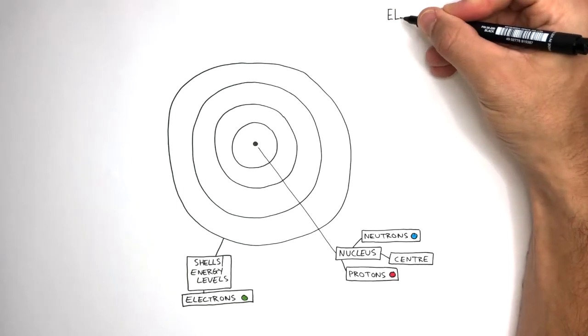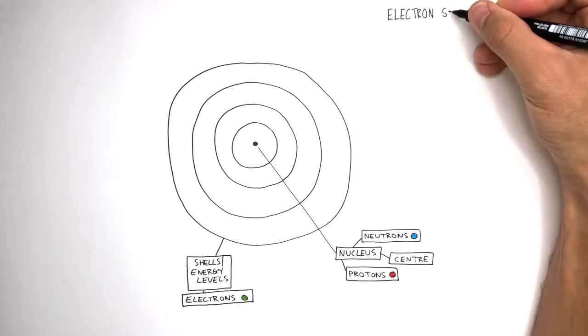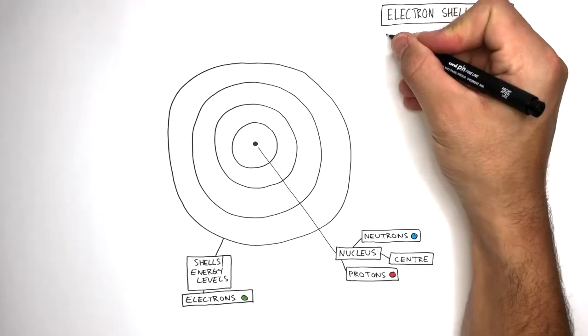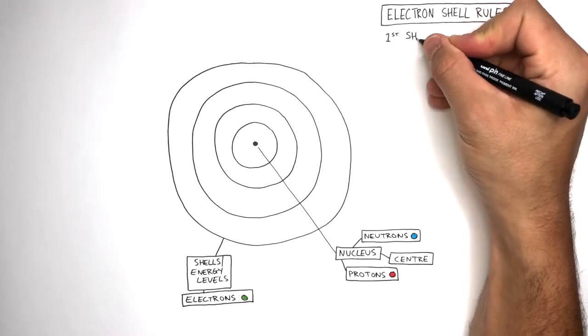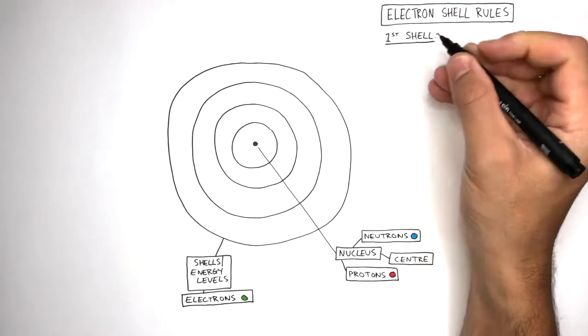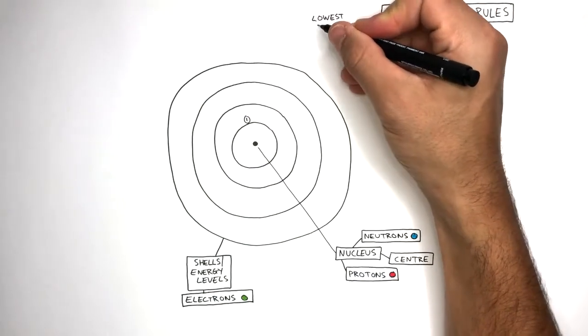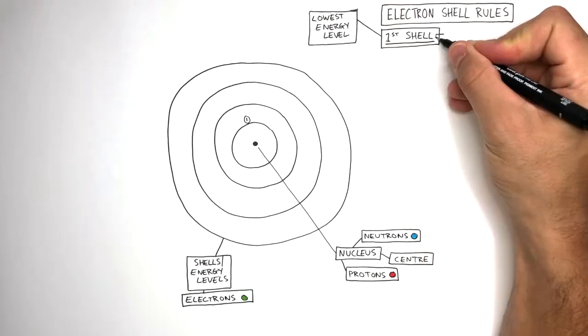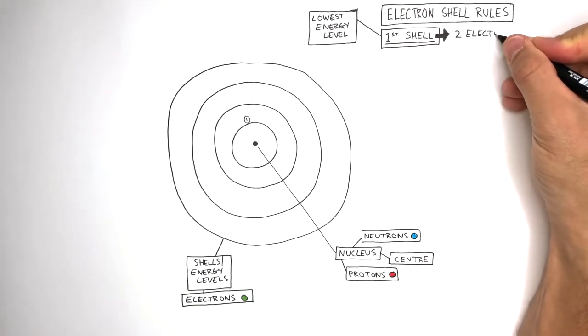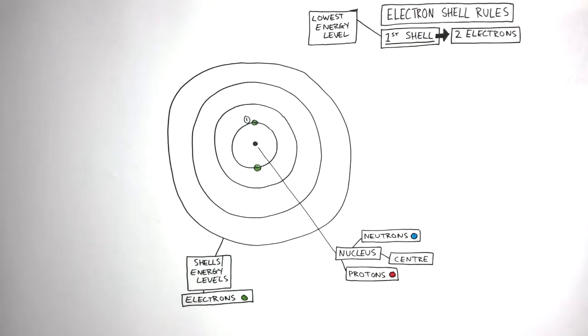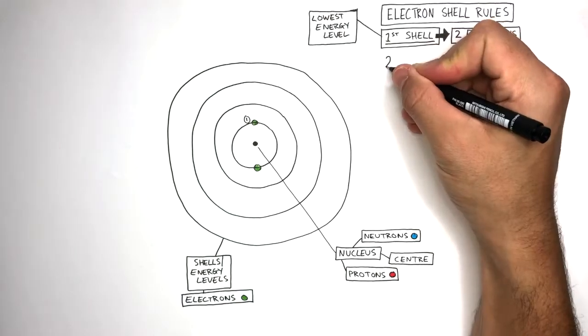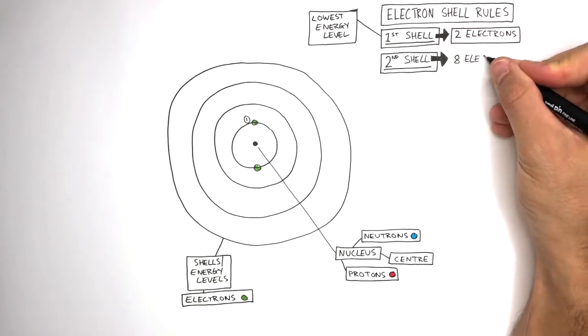It's really important that you understand these electron shell rules when it comes to drawing different atoms. The first shell is the shell closest to the nucleus, shown here by the number 1. This is also known as the lowest energy level. The first shell can have no more than 2 electrons, shown here by the 2 green circles on the first shell. The second shell can hold up to 8 electrons.